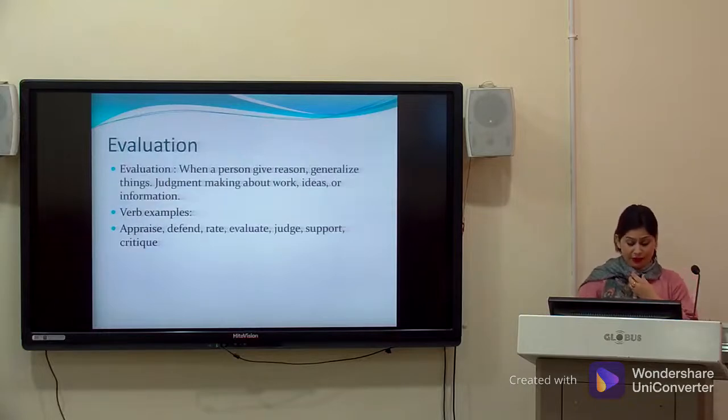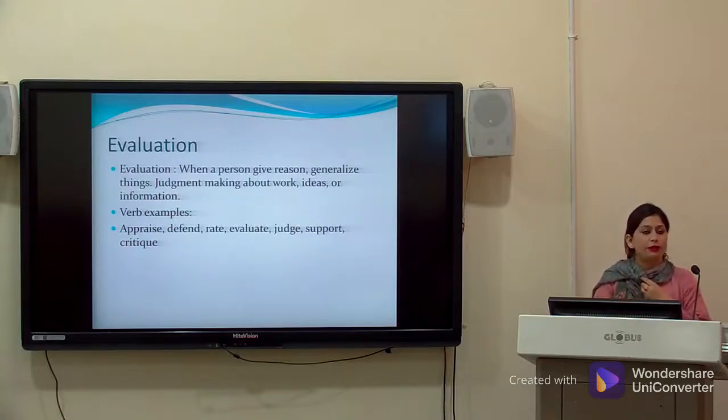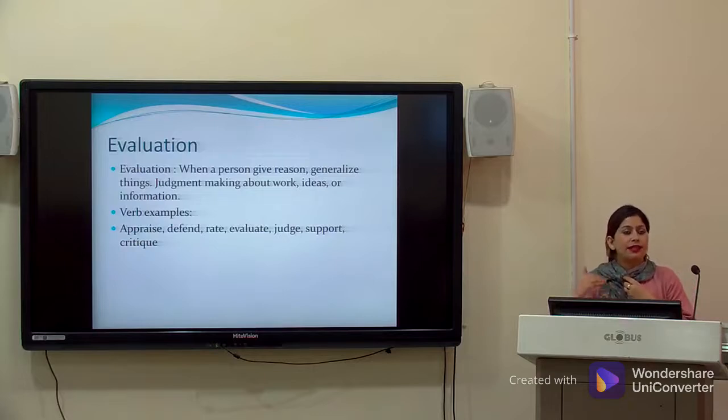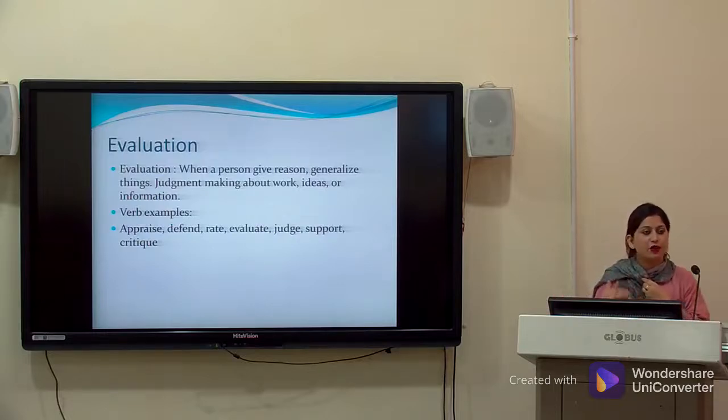The fifth level, which is also in the higher order thinking, is evaluation. In the previous model of Bloom's taxonomy, evaluation came at the last level of the pyramid. But now, when it was revised in 2001, evaluation is at the fifth level.